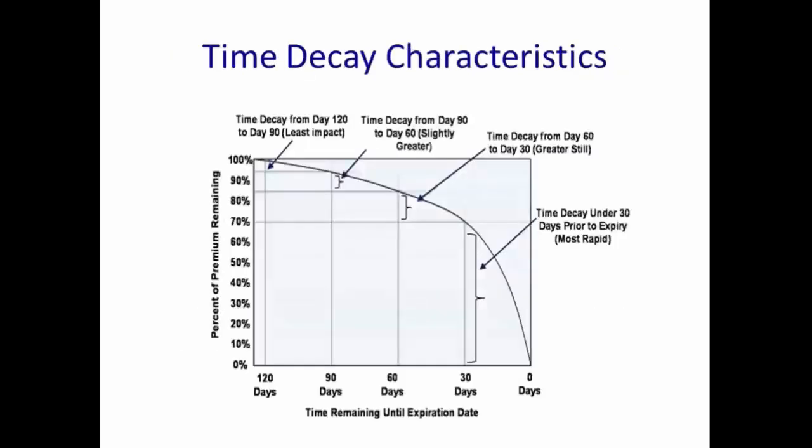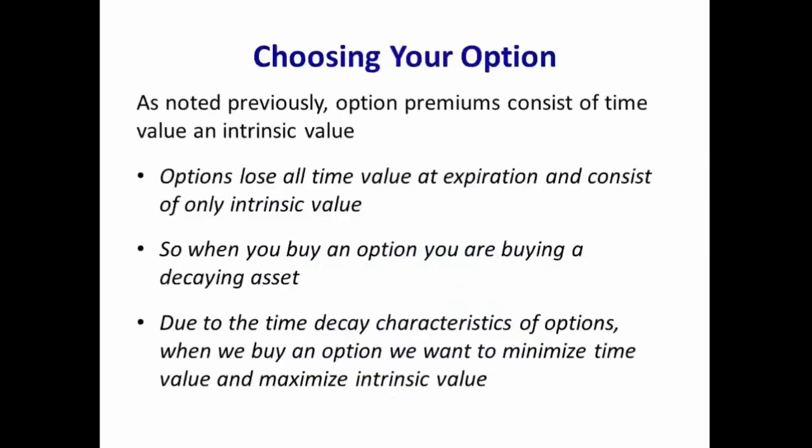So here's a chart of the typical time decay characteristics of an option, and you can see each day the time value portion of the option decays until option expiration, when the time value goes to 0. And most of that decay occurs in the last month. So this is a typical example of the time decay characteristics of options.